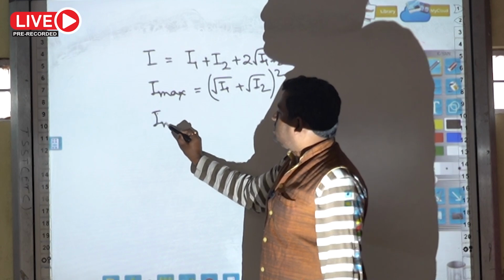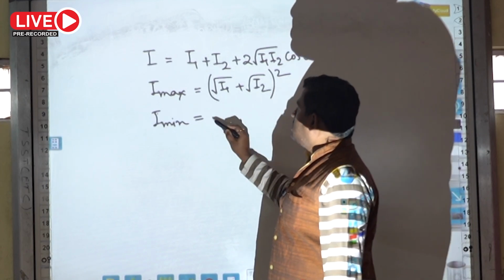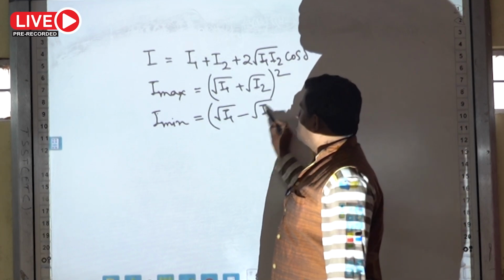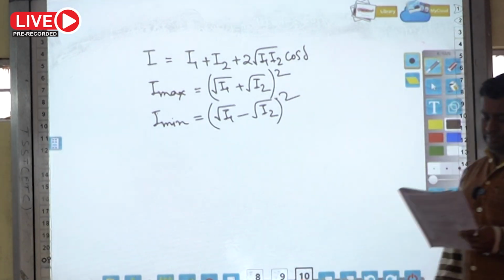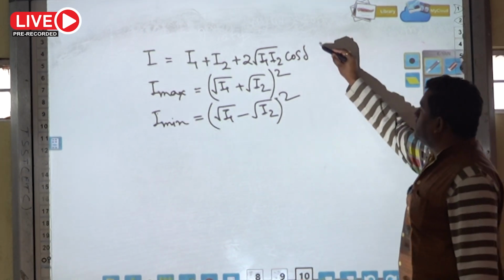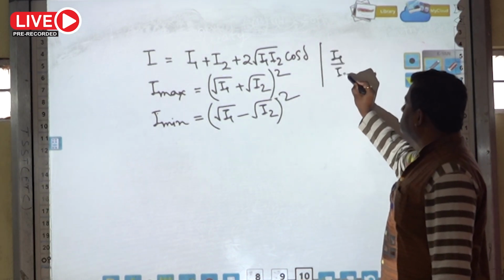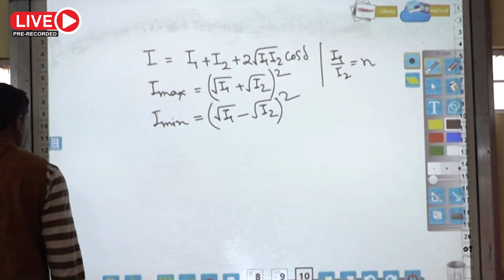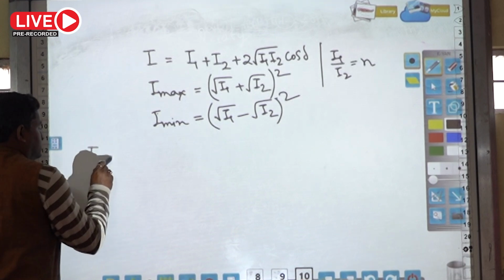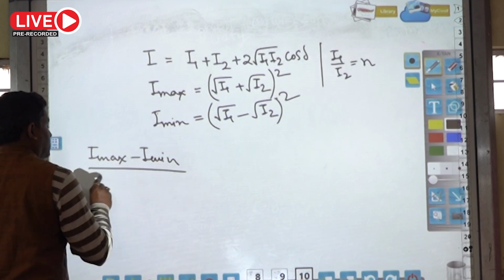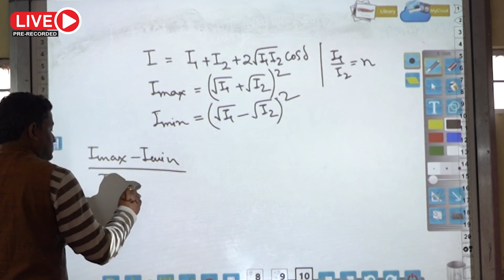Similarly, minimum intensity will be when cos delta equals minus 1, it is (root I1 minus root I2) whole square. Now here the intensity ratio I1 by I2 is specified as n, and you have to find the value of (I max minus I min) by (I max plus I min).